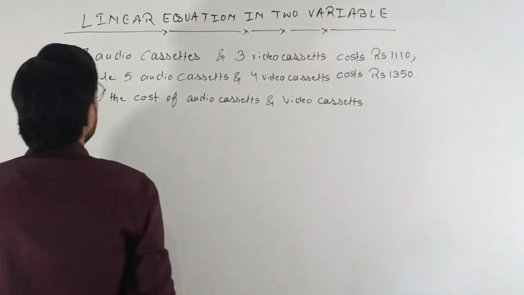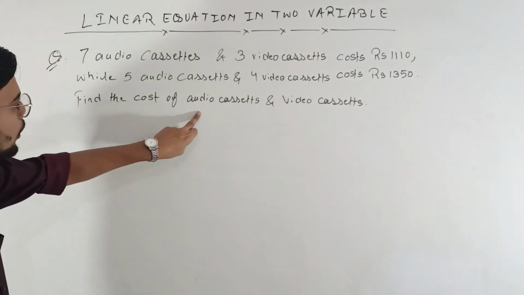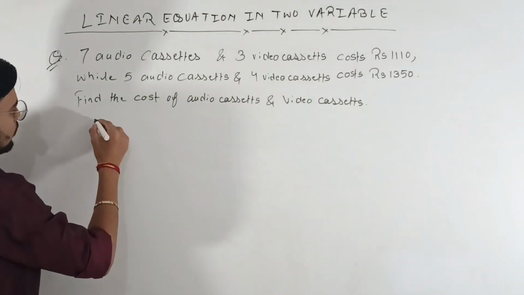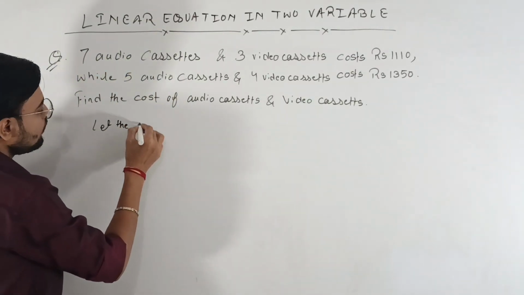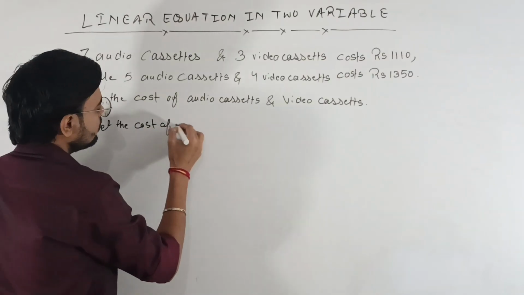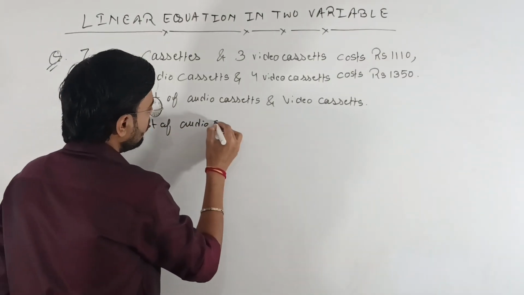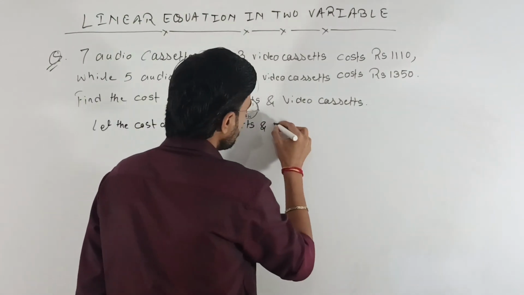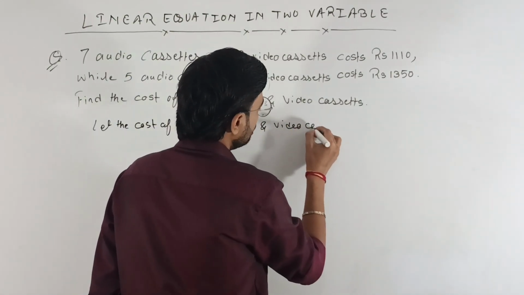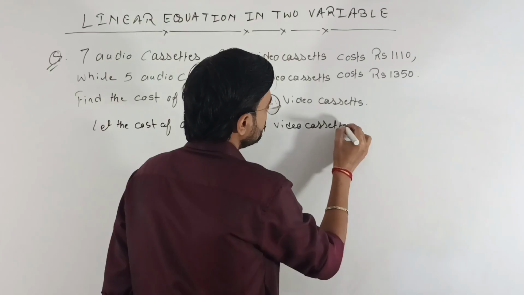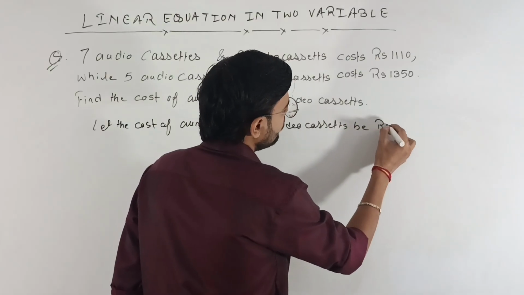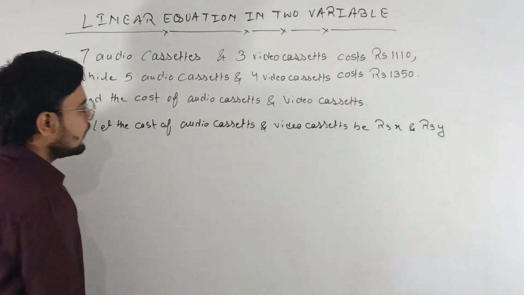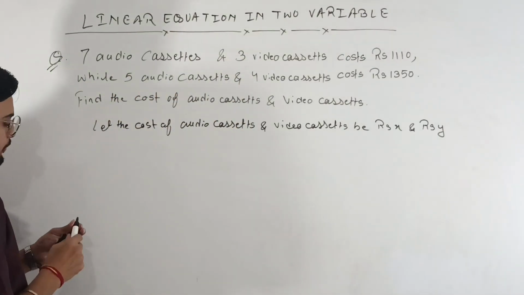So for this, first we assume the cost of audio cassette be x and cost of video cassette be y. Okay. Now let the cost of audio cassettes and video cassettes be rupees x and rupees y. Okay.